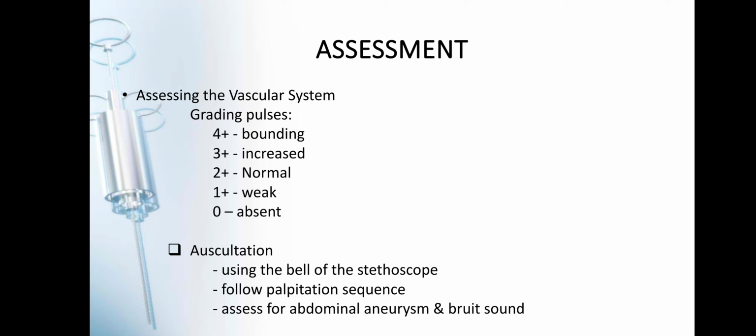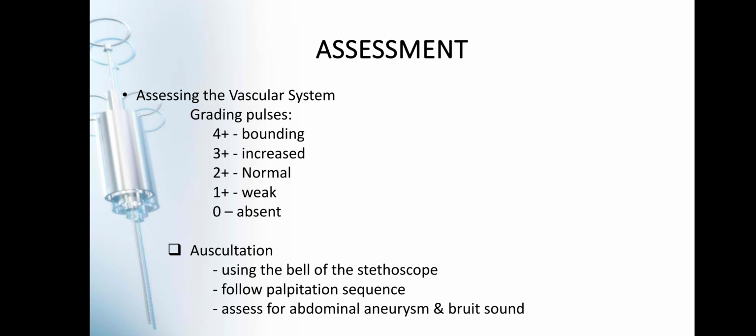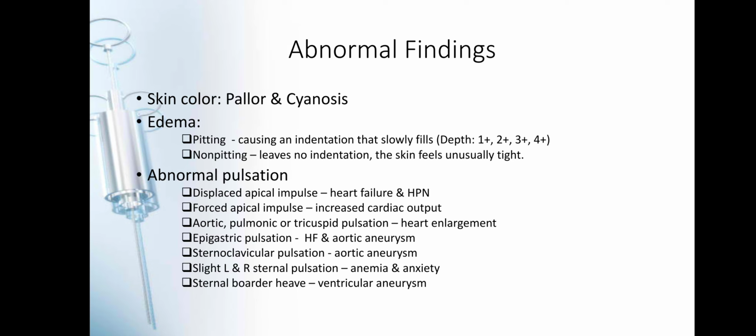We follow the palpation, yung zigzag pattern. Okay? You follow that pattern or sequence. And then assess for abdominal aneurysm or bruit sound. Pag may bruit sound na naman po, meaning may problem yung ating patient. So ito po yung mga abnormal findings na pwede nating mapansin if ever the patient has problems sa cardiovascular system.